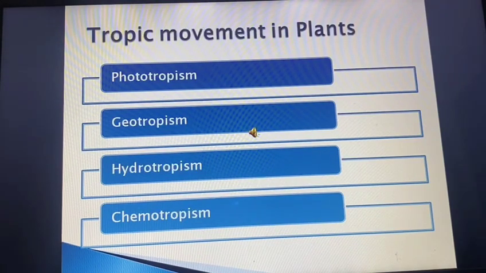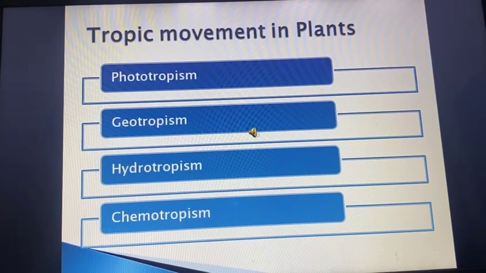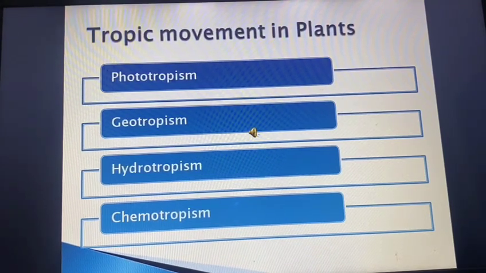Tropic movements in plants. Tropic movements are directional movements toward the stimuli, and growth is involved in these movements. Different types of tropic movements are phototropism, geotropism, hydrotropism, and chemotropism.